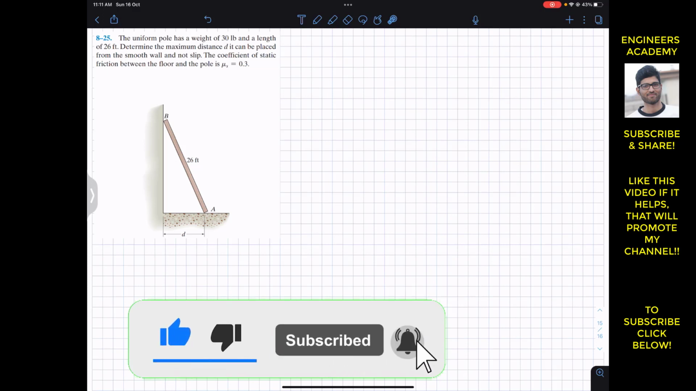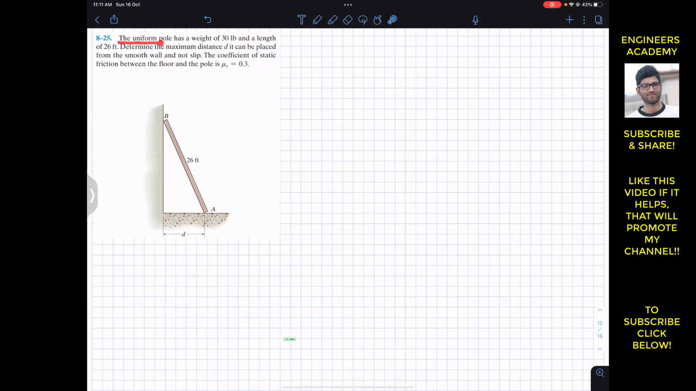Now we are going to solve this problem which says that the uniform pole has a weight of 30 pounds and a length of 26 feet. Determine the maximum distance d it can be placed from the smooth wall and not slip. The coefficient of static friction between the floor and the pole is 0.3.